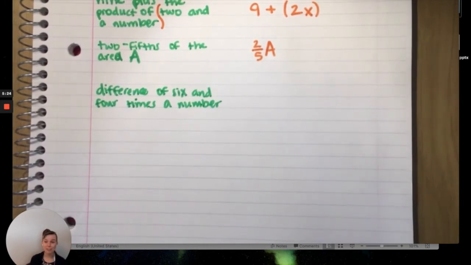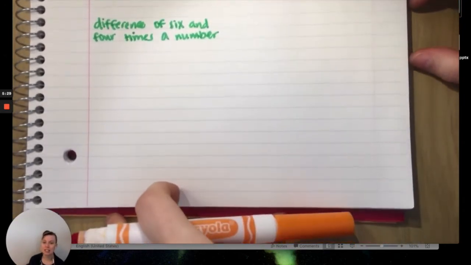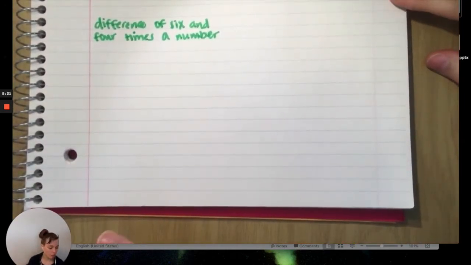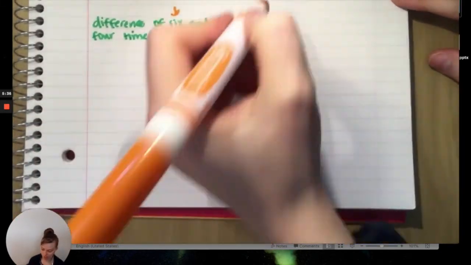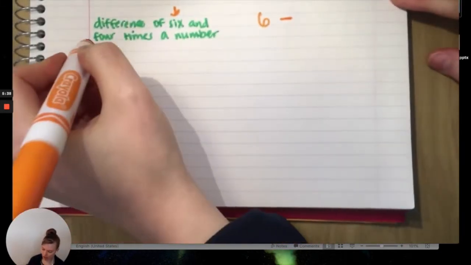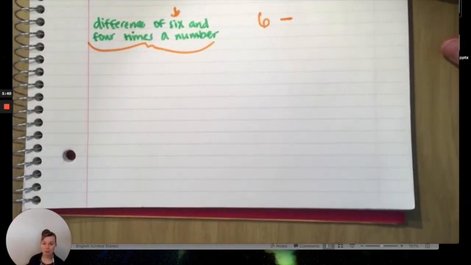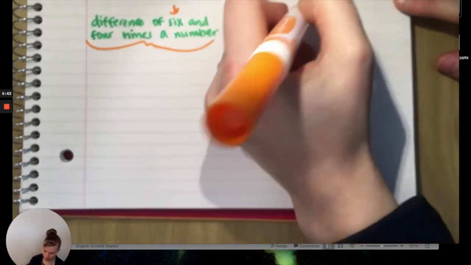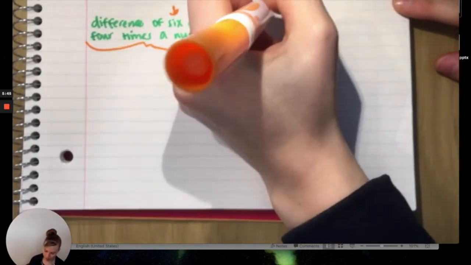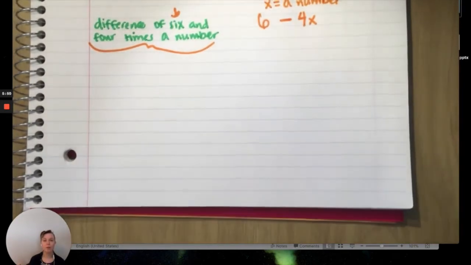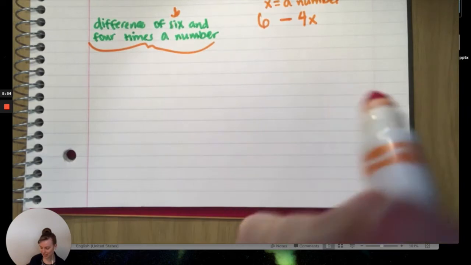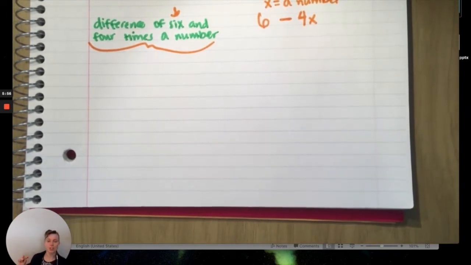All right, so difference tells me it's going to be subtraction because difference is the answer to a subtraction problem. So I know I'm going to subtract. Because the 6 comes first, I'm going to put 6 first. And then 4 times a number, times means multiplication. So it's going to be 4 times a number. And again, I'm going to define my variable. Always define your variables. Otherwise, people are clueless as to what you're working with. So 6, the difference of 6 and 4 times a number.